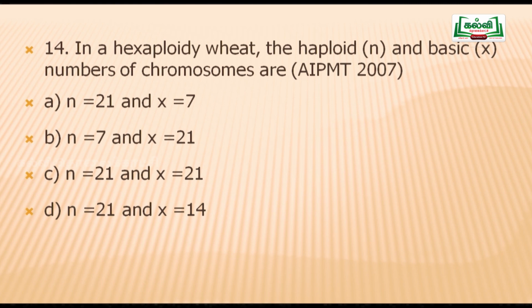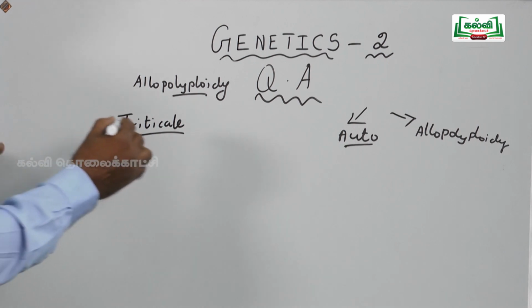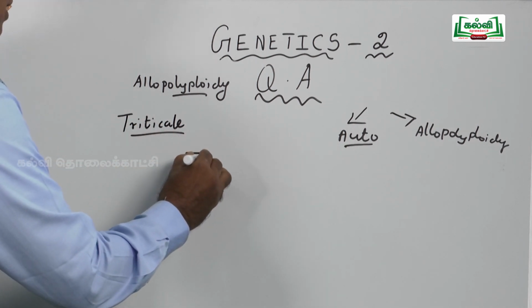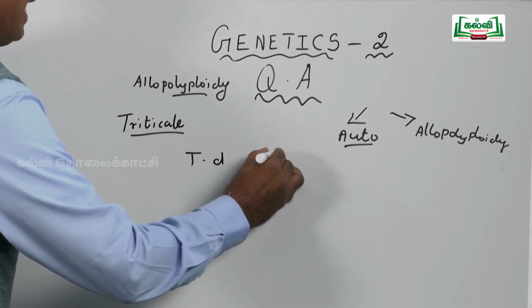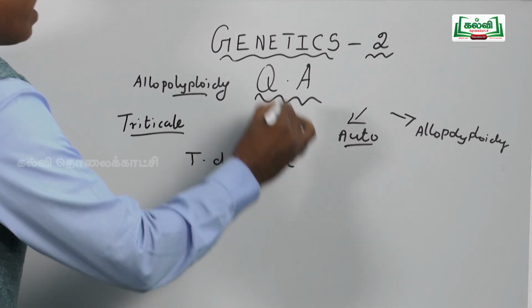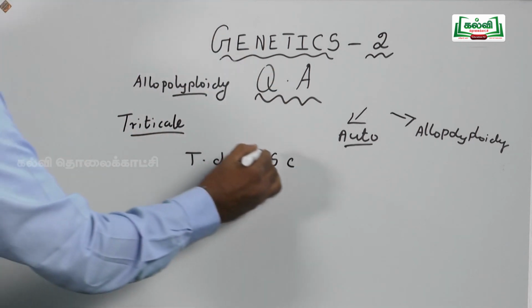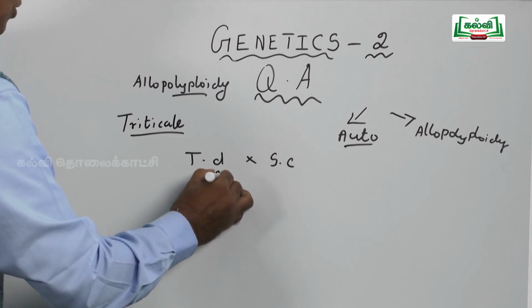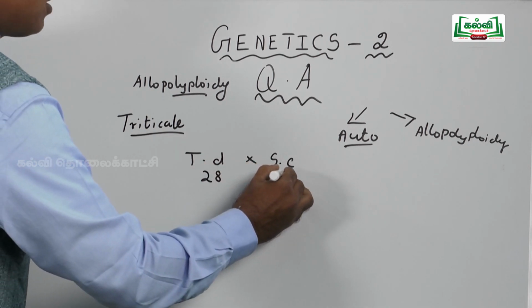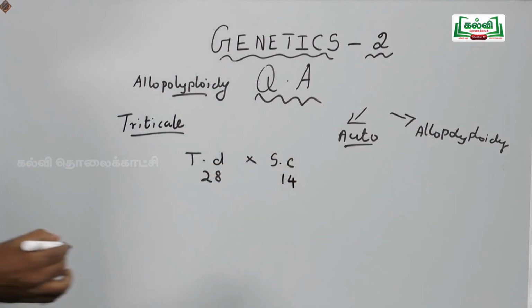In allopolyploidy, the chromosomal set number is increased in a hybrid produced by crossing 2 different plants. This triticale, developed by scientists in the lab, is the first man-made cereal. It was developed by crossing Triticum durum with 28 chromosomes and Secale cereale with 14 chromosomes.